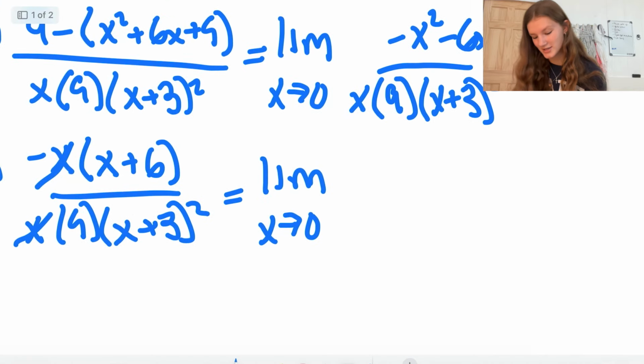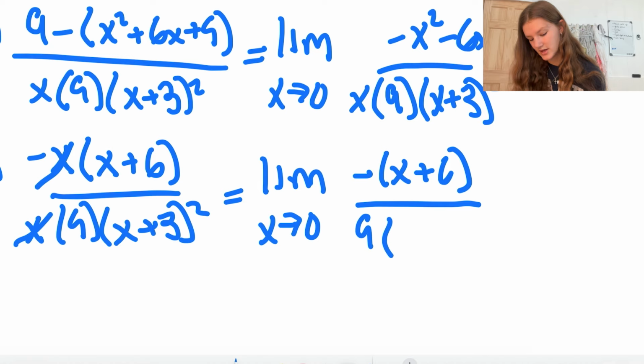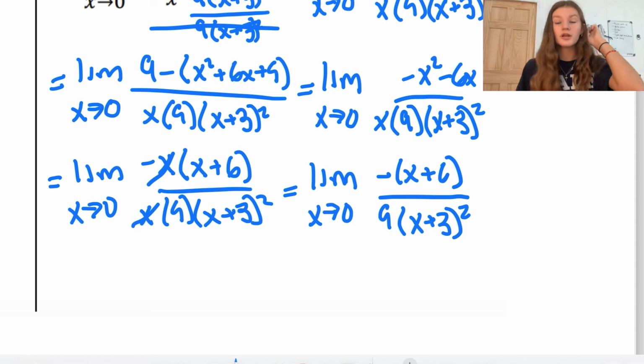Oh my gosh, my hand is getting tired. Minus x plus 6 over 9 times x plus 3 squared. Okay, finally, we can plug in. That gets rid of the limit notation. We don't have to write that again, thank goodness.